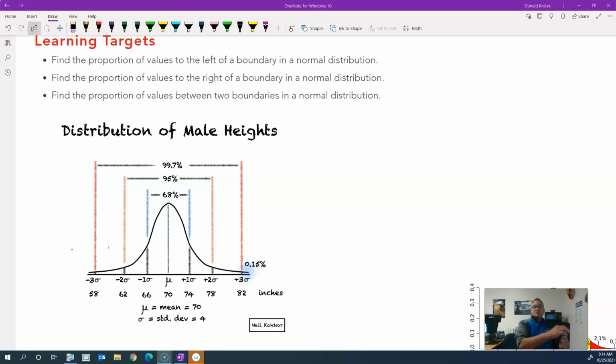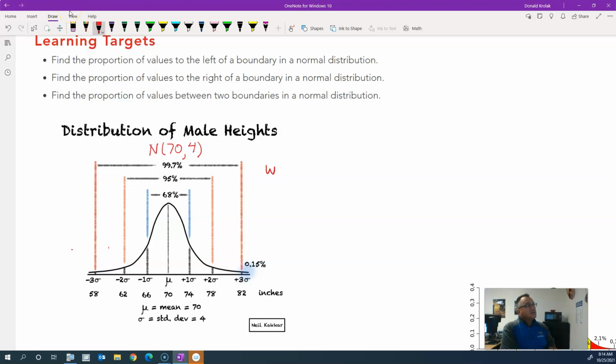So last week we spent all this time on normal curves and reading different percentages. For example, here's a distribution of male heights. The average on this is 70, and the standard deviation is 4 inches.